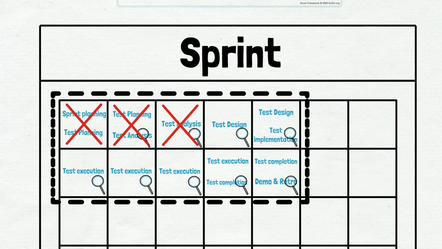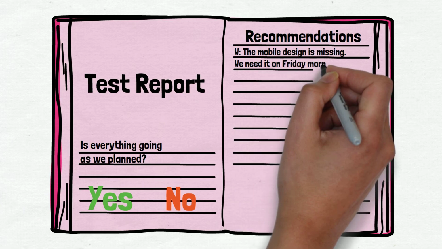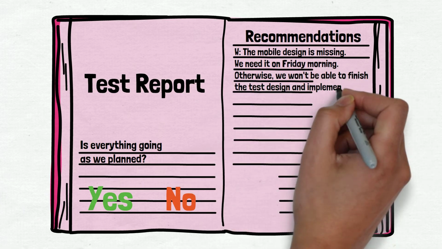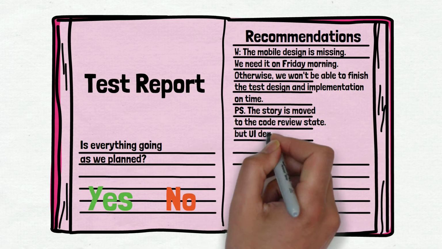Because everything goes as planned, the third day ended and we finished the test analysis activity. But the problem is that the next activities can be affected. If we don't have the mobile design, we won't be able to finish the test design and implementation activities. We need to write a test report. So we write that the mobile design is missing, and we need it on Friday morning.